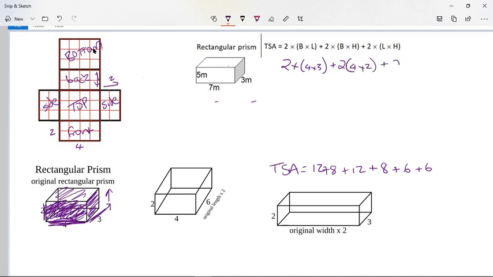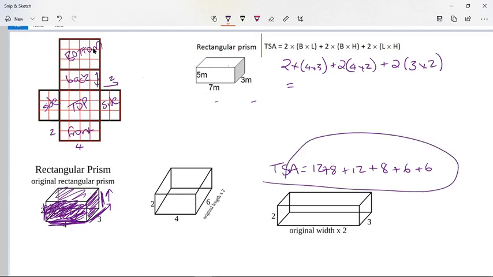And then we've got finally 2 times, which one have we not worked on? It says to you the length times the height. Okay, which one was the length? Was the length 3? Yes, the length is 3 and the height is 2. And you can work this all out in your calculator, and it should give you the same answer as this gives you. Okay, the total surface area for the original prism.